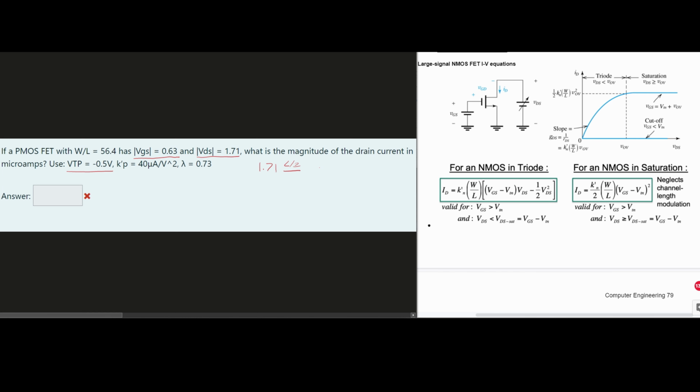On the right hand side, we're going to have our VGS, which is 0.63. And then we are going to have our VTP, so minus a negative 0.5. This is going to give us 1.18. And if we look from the left to the right, this is greater than or equal to this. And so that means it's in saturation.